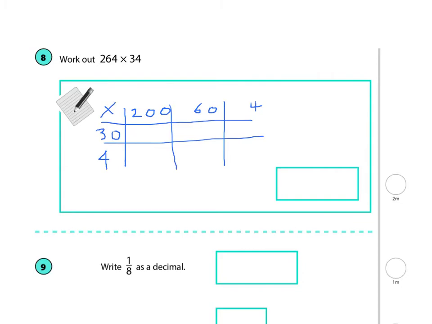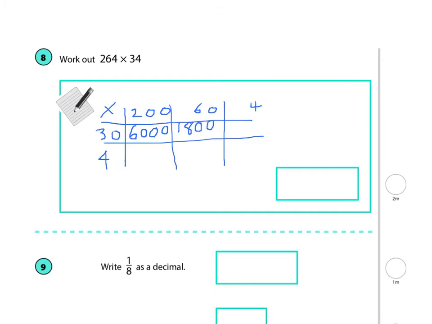So top left part of the grid, I want to do 30 times 200. Well, to do this I would do 3 times 2, which is 6. But then between the 30 and the 200 I've got 3 zeros altogether, so I will put my 3 zeros. Top middle, it's 60 times 30, so I would do 6 threes, which are 18. And then between the 60 and the 30 I've got 2 zeros, so I add those 2 zeros.